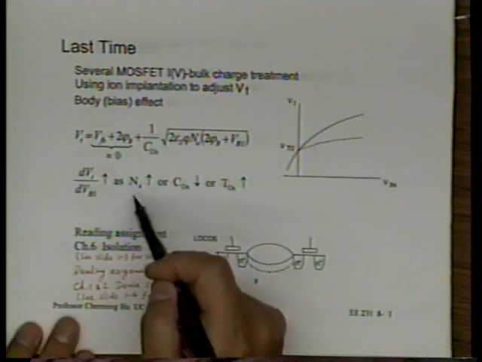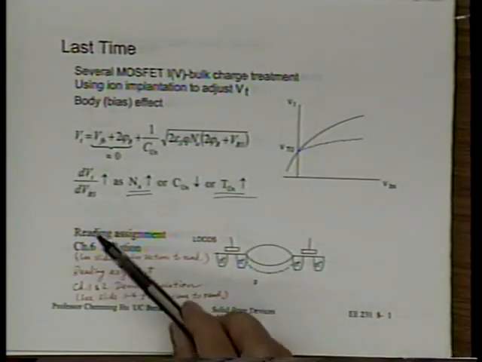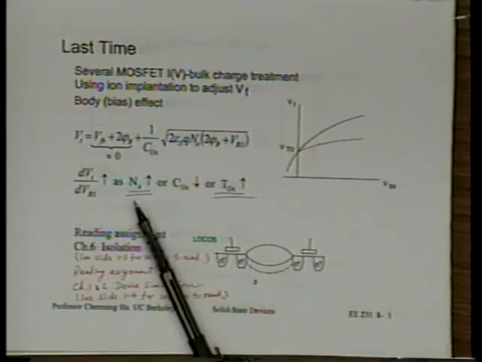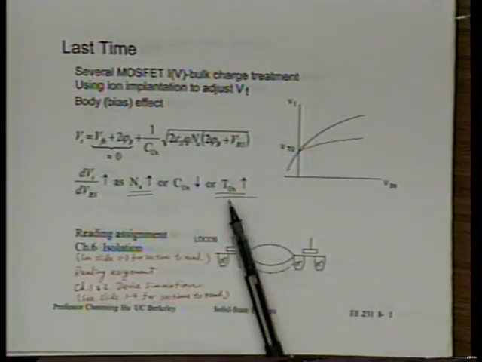So the two things to remember are these two, right? When the doping concentration increases, VT becomes more sensitive to VBS. When the oxide thickness increases, VT becomes more sensitive to VBS. All right, and that's undesirable. We don't like that. Okay.